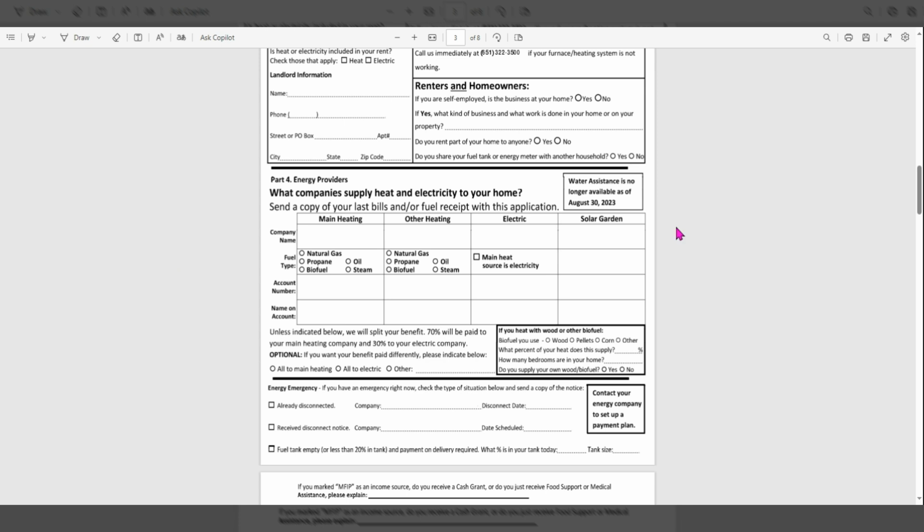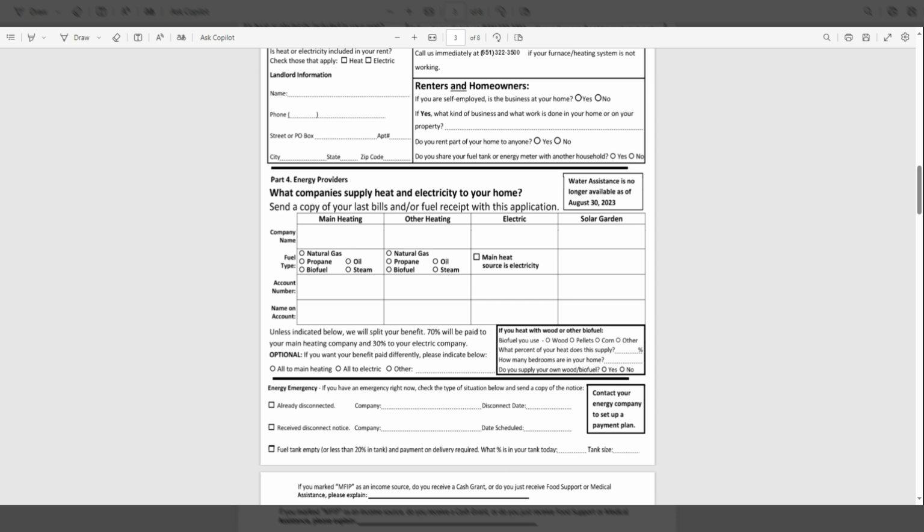In this space, we talk about energy providers. So here you would indicate what sort of heating you have. As discussed in my earlier videos, we work with all sorts of different energy providers and all sorts of different utility fuel providers.